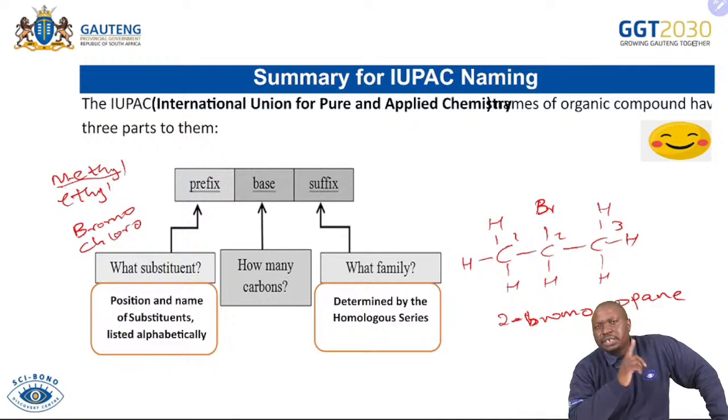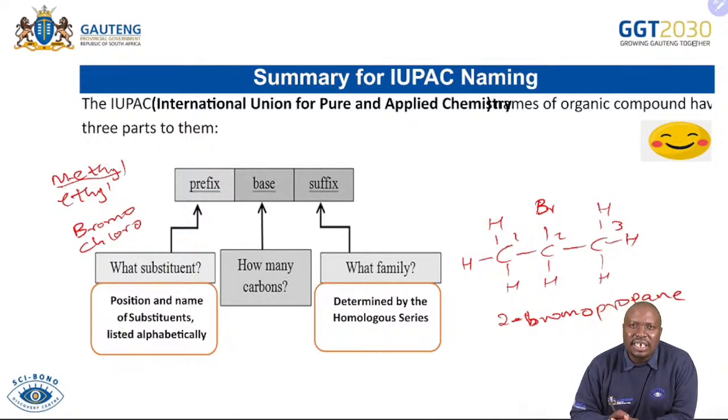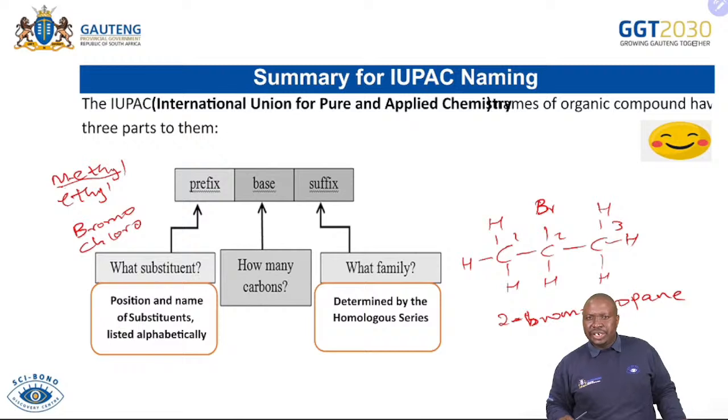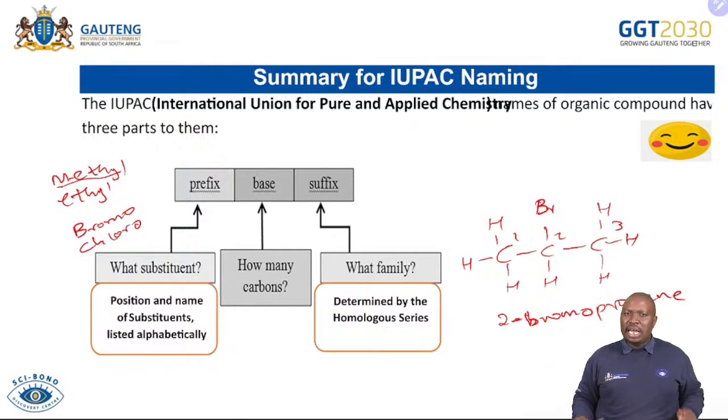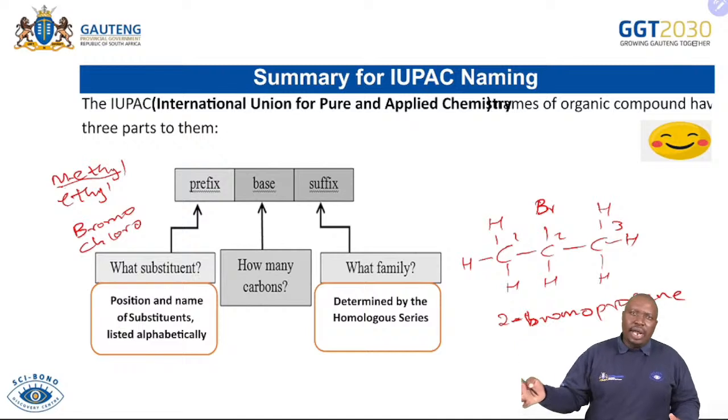The first important rule, which is the most important one, is that you identify the longest carbon chain. You number the longest carbon chain. From there, it will give you your base, to say how many carbons we have in that chain. Then you look for the homologous series. How do you know the homologous series? It is the functional group. The functional group will tell you whether it's alkanes, alkenes, alkynes, haloalkanes, and all that.